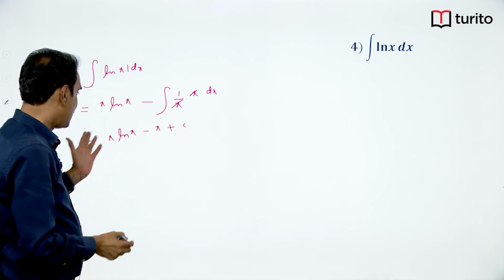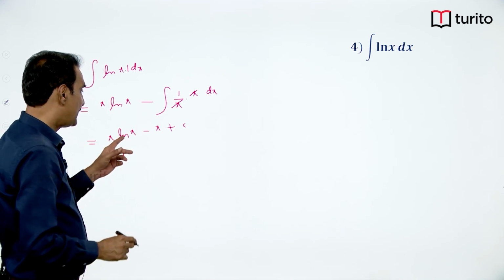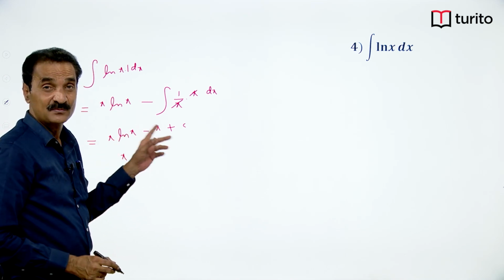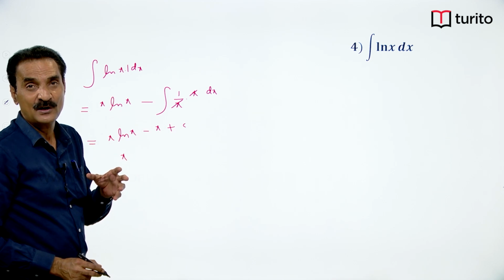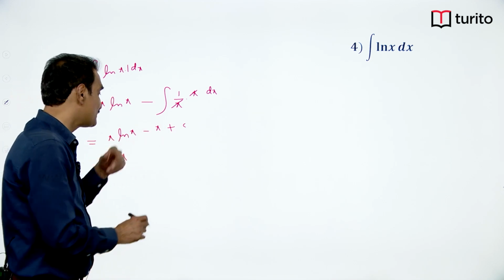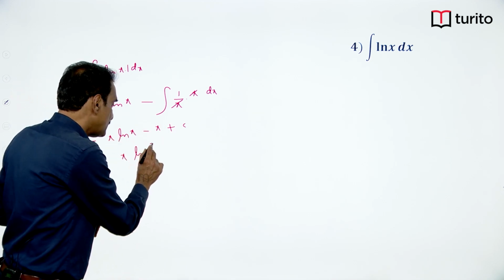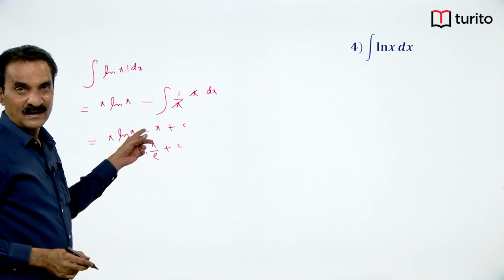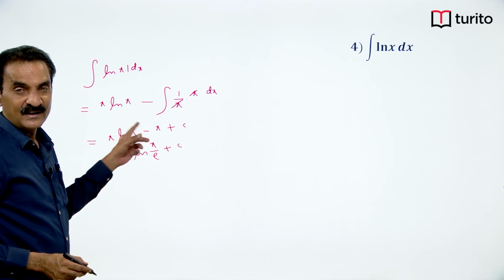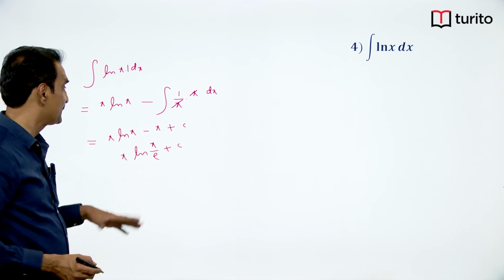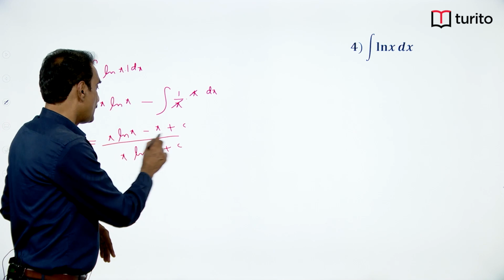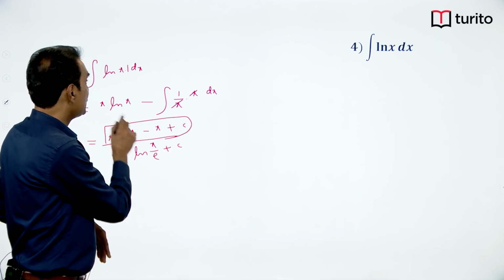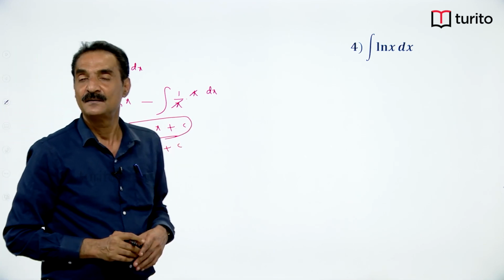or we can take x common and write ln x minus 1. Log x minus log a minus log b is log a by b, no? We can write ln x minus 1 as ln x by e. 1 can be written as ln e. Ln x minus ln e is ln x by e. So this is the formula for integral of ln x. Okay.